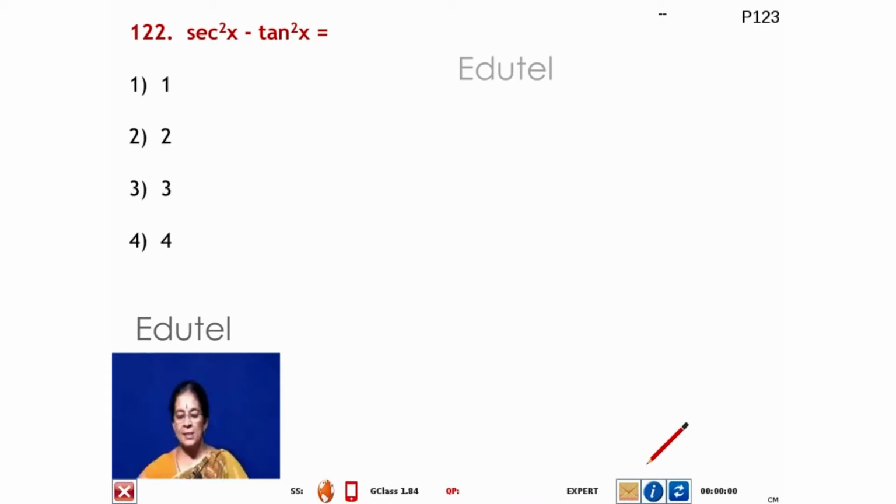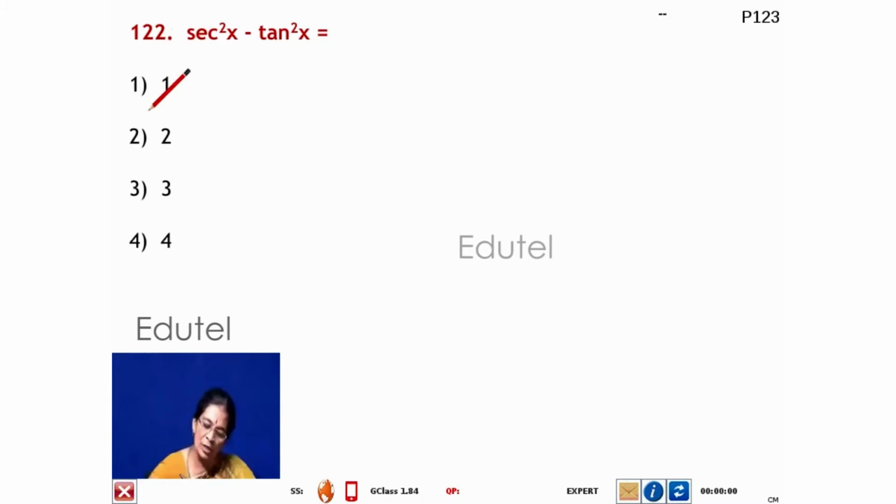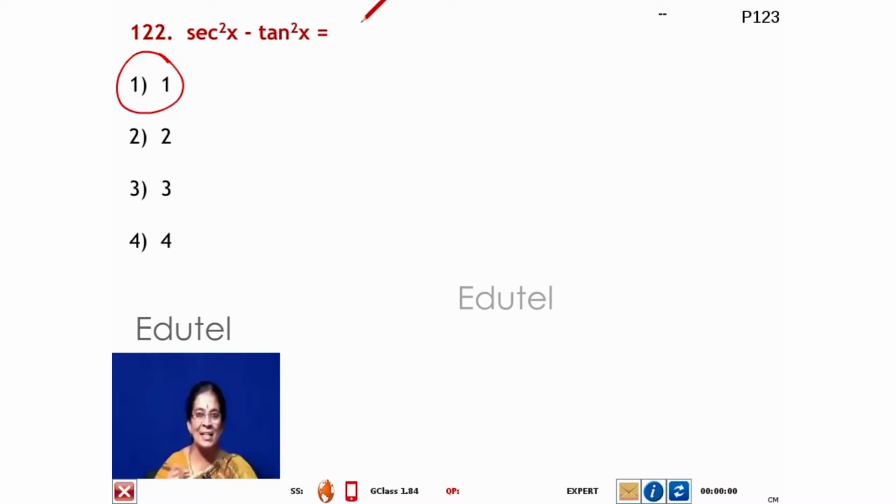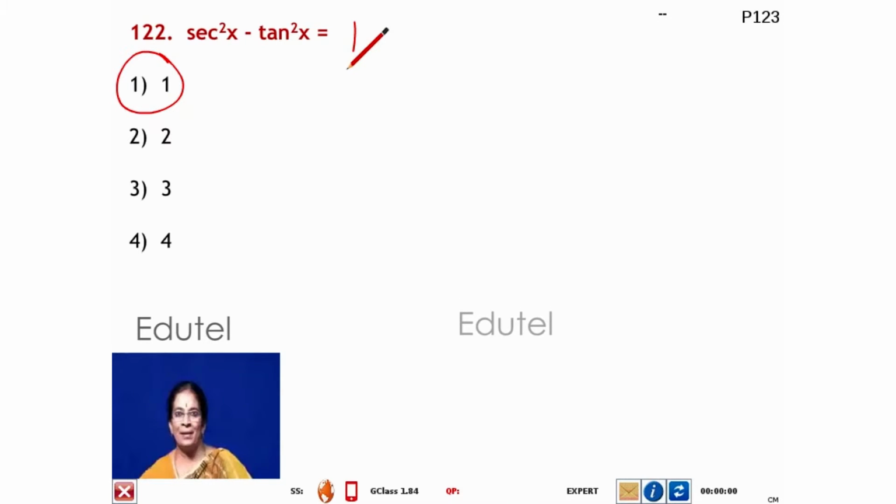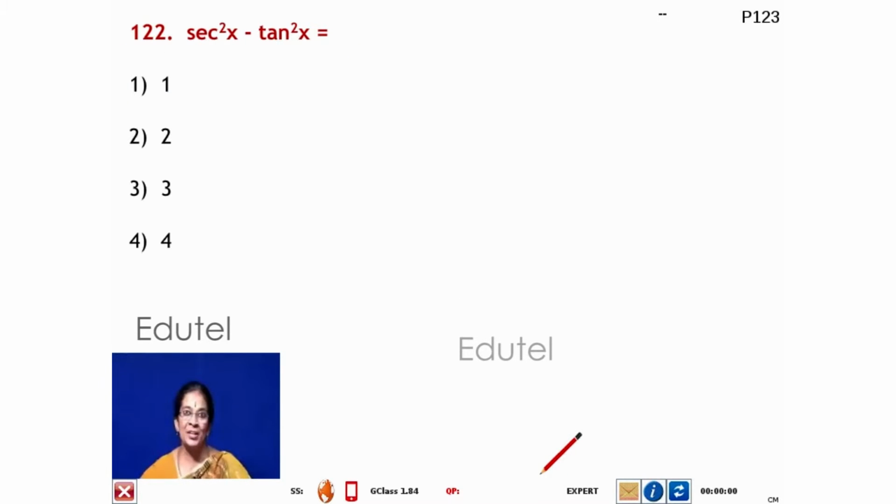Now what about this trigonometric identity? Secant square x minus tan square x equal to. Yeah, secant square x minus tan square x is also equal to 1. This is another identity, but the answer is 1. Direct trigonometric identity.